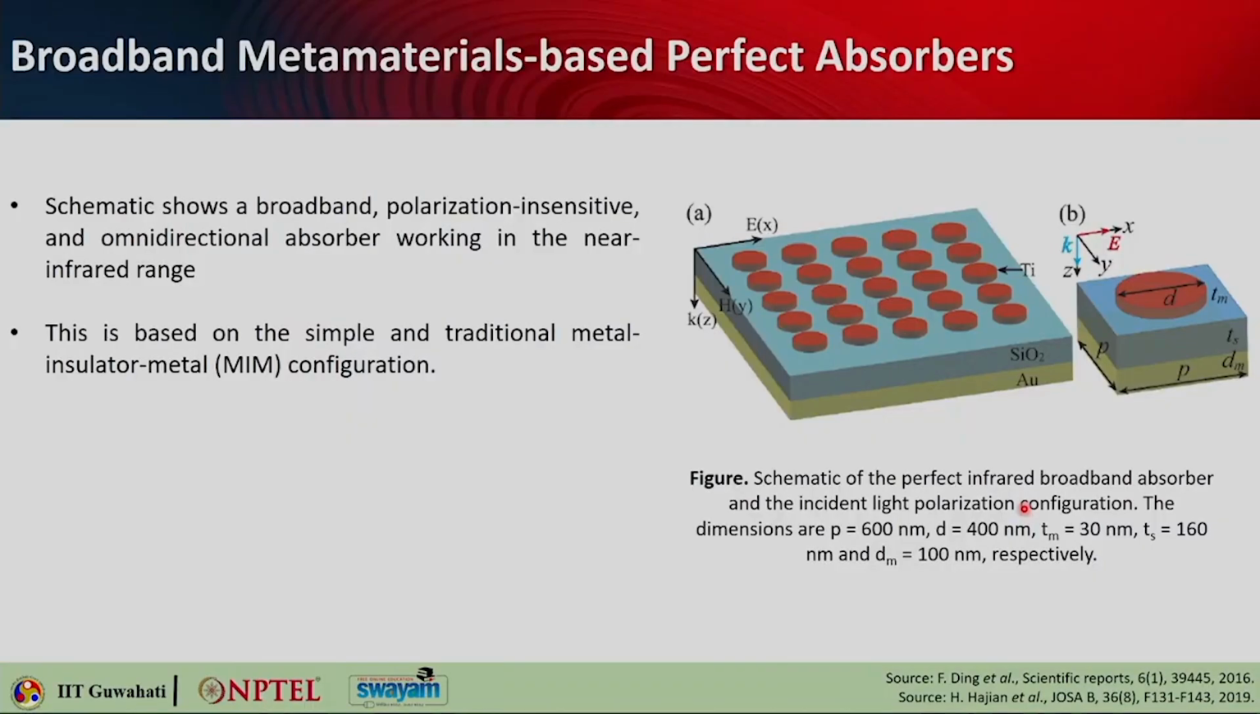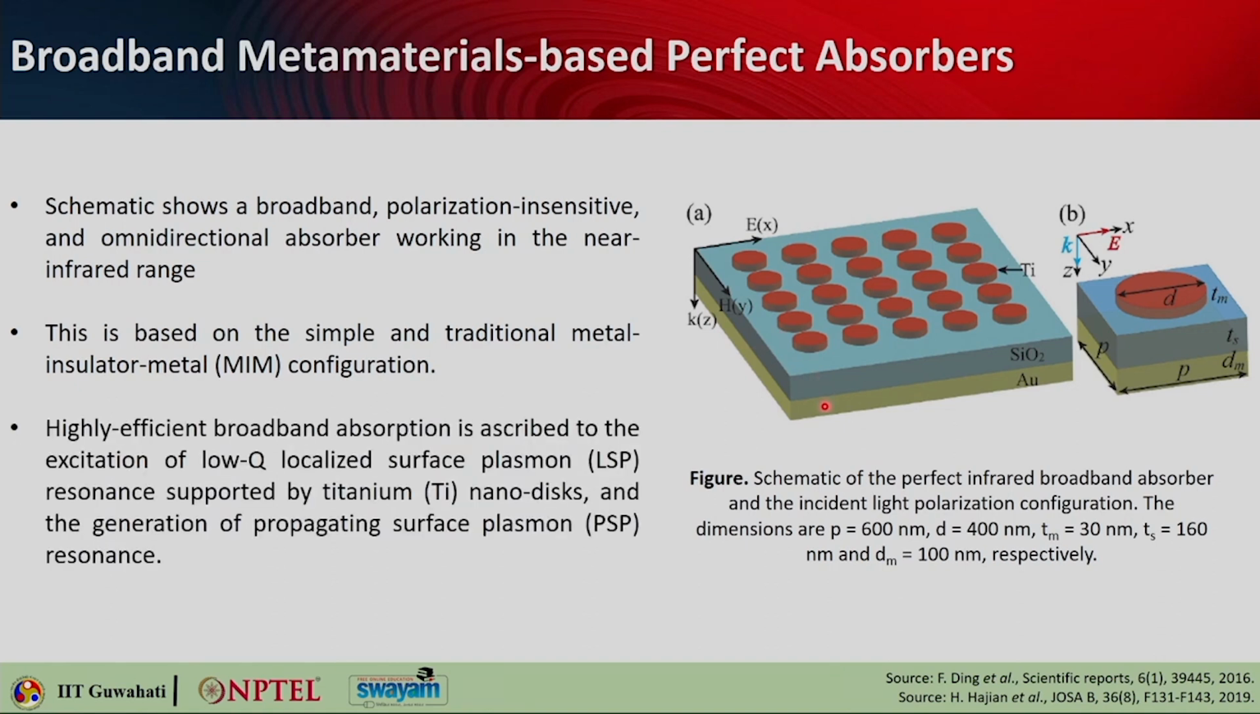So, here is the schematic of that broadband absorber, but surprisingly it is more or less a similar kind of structure, but here the material property is different. You are basically using a titanium disc on top of a gold film with a silica layer on the top acting as a spacer, right. This schematic shows a broadband polarization insensitive and omnidirectional absorber working in the near infrared range. That is the range it has been targeted to, and it is based on a simple traditional metal dielectric metal, or metal insulator metal, configuration.